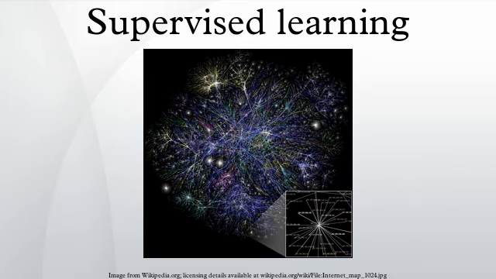In addition, there are many algorithms for feature selection that seek to identify the relevant features and discard the irrelevant ones. This is an instance of the more general strategy of dimensionality reduction, which seeks to map the input data into a lower dimensional space prior to running the supervised learning algorithm.